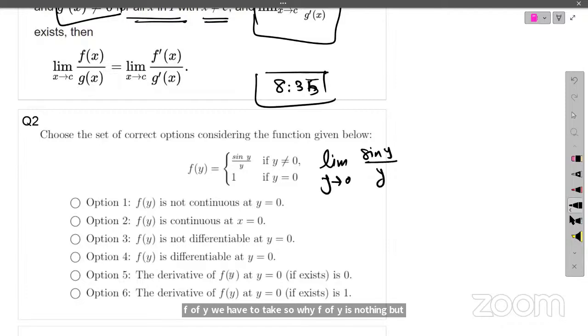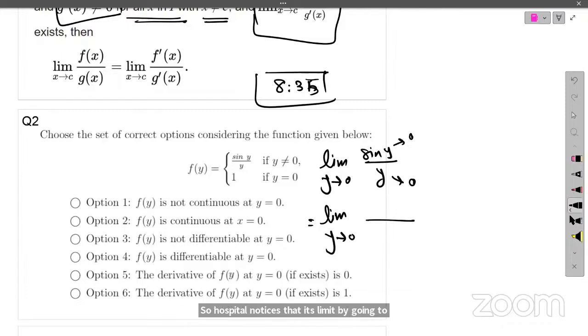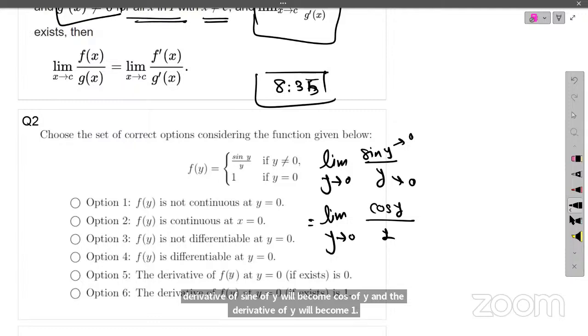So we want to compute this limit. But you observe that as y goes to 0, sine y also goes to 0 and y also goes to 0, and both sine y and y are differentiable functions. That means this function satisfies all the conditions of L'Hospital rule, so we apply L'Hospital rule here. It says that the limit as y goes to 0, the derivative of sine y becomes cos y and the derivative of y becomes 1. So that is nothing but the limit as y goes to 0 of cos y upon 1.